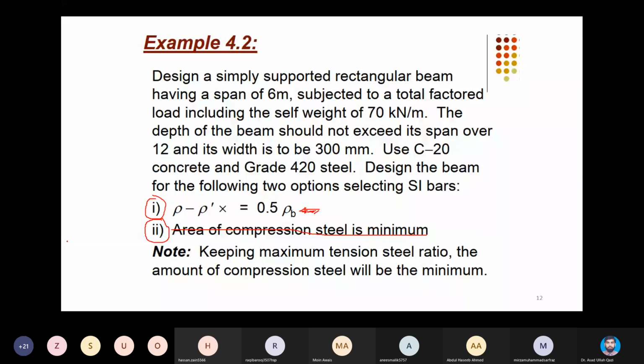So you can simply get a statement: design a simply supported rectangular beam having a span of 6 meters, subjected to a total factored load including self weight of 70 kilonewton per meter. Now there is one point which is important. This is a kind of academic problem where we are giving you span and factored loads. As I said earlier, in practical life, nobody will tell you such dimensions or loading. It will be your responsibility or your job to get the loading and to get the dimensions.